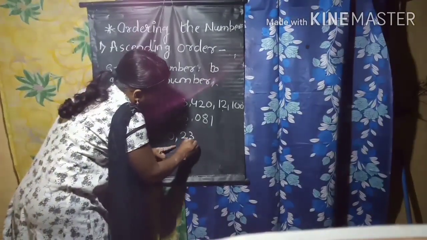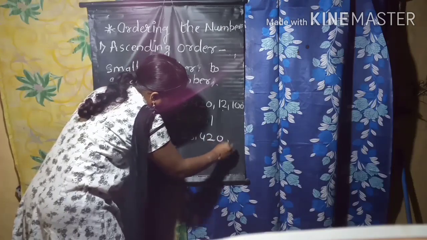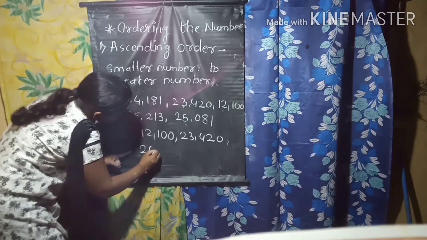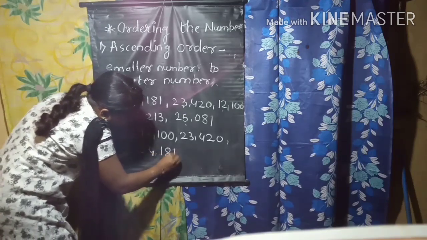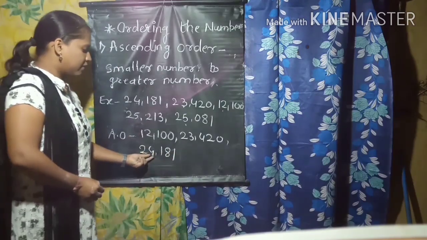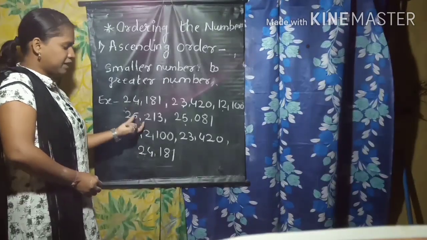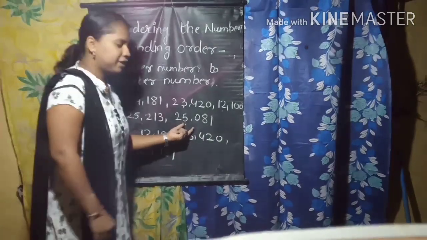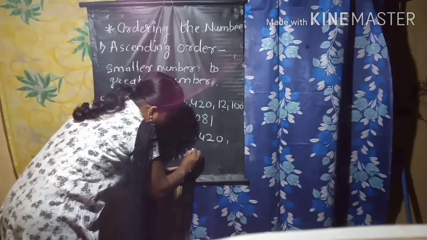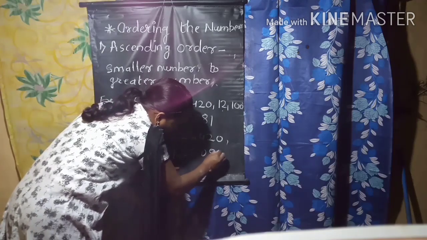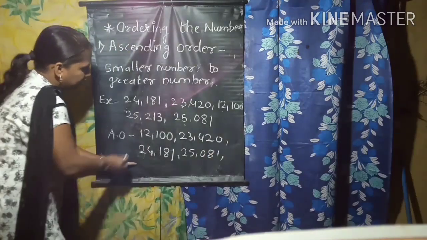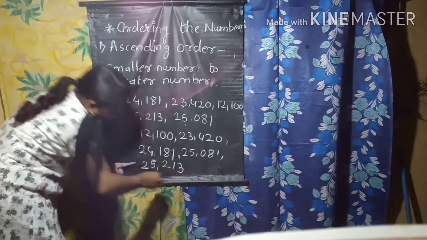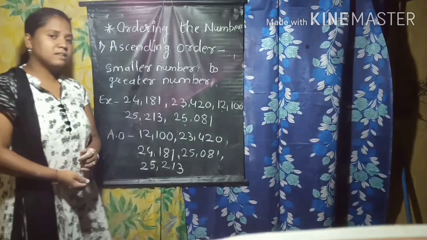After that, which number is greater? 23,420. After that, which number will come? 24,181. After this number, which one is the greater number? See here, both are 25,000, but the smaller one is 25,081. So 25,081 will come next. And lastly, the greatest number, it is 25,213. This is ordering the numbers in ascending order.